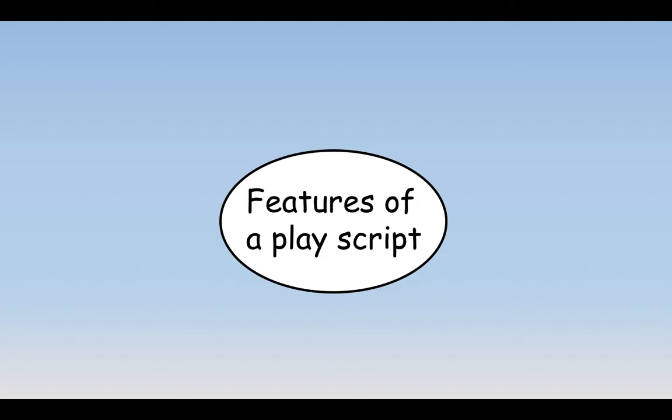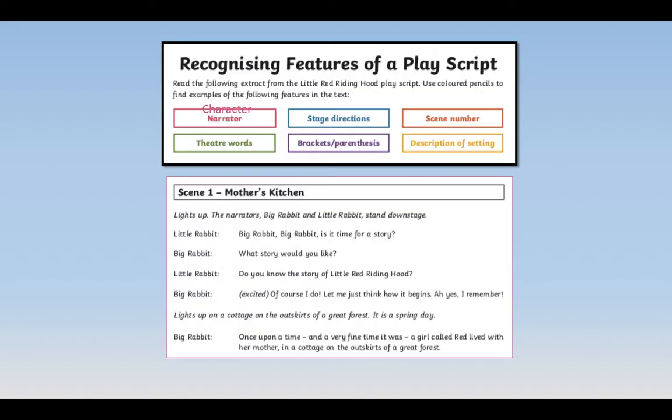Right, so those are the features of a play script. Now, recognizing features of a play script, we've got 6 different features labelled here. So we've got character and narrator, they can go together because they're speaking parts. Stage directions, scene number, theatre words, brackets, parentheses, description of setting. That's slightly different to how it was set out before.